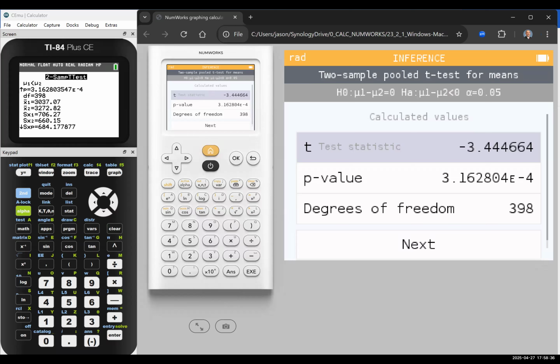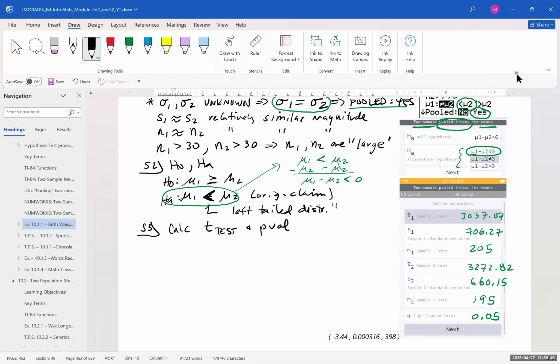So let's record these values down. Yep, okay. So what we actually want to put here is calculate the t-test, the p-value, and the degrees of freedom. Okay, so t-test, p-value, and degrees of freedom. So our t-test was negative 3.445, I believe. Now the p-value, that was a little bit of a fraction, if I remember correctly.